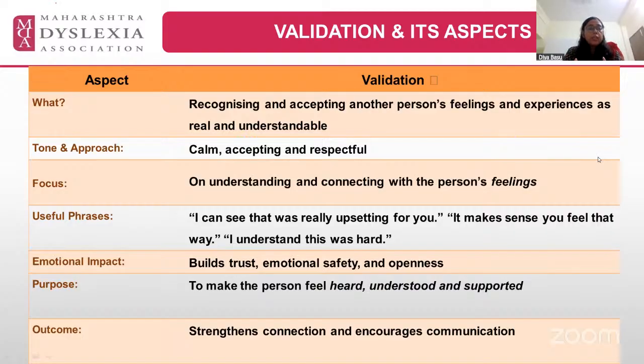Okay. So, some of the common phrases that we can use while validating somebody are: I really understand where you are coming from. It really makes sense that you feel so upset. Okay, I understand this was really tough for you. There is no set of phrases, but these kind of phrases are typically used when you are validating somebody's emotions or feelings. The purpose is to connect with that person's feelings and emotions and not to agree with it or approve of it or to praise it.